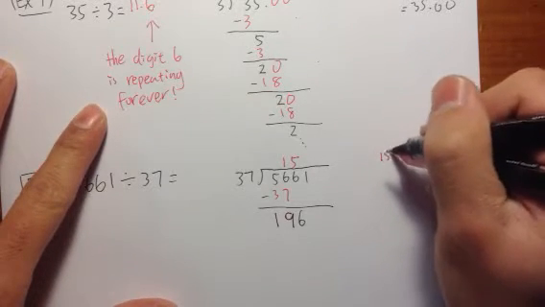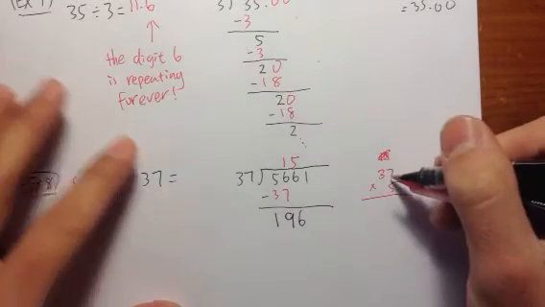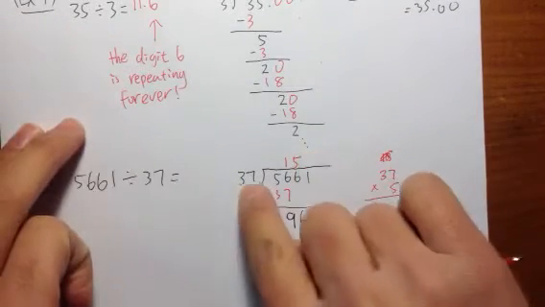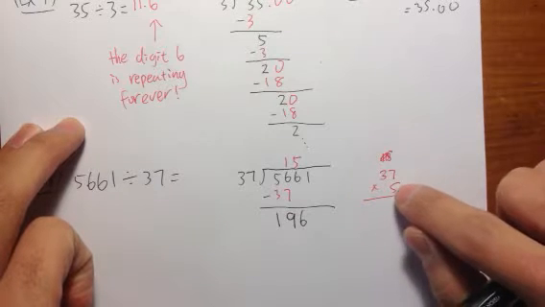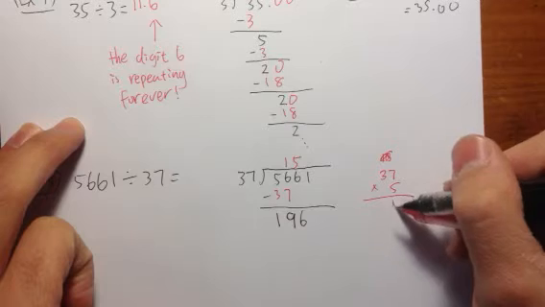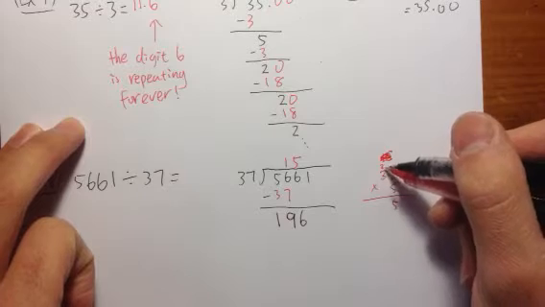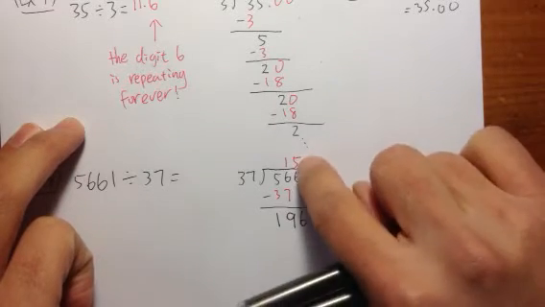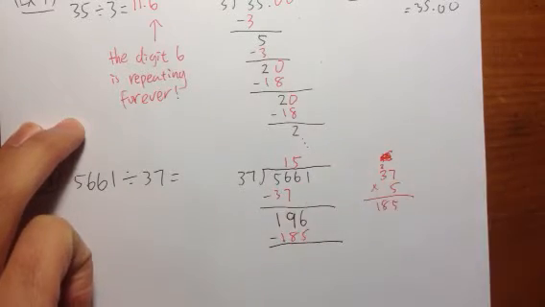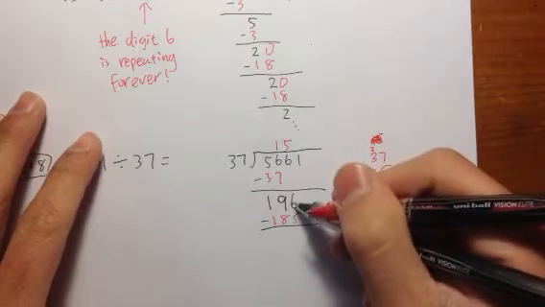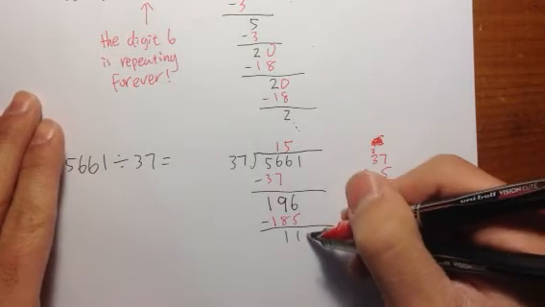5 times 37. And here I need to do some calculations. So I want to do 37 times 5. So put on 37 first, and then the 5. 5 times 7, you get 35. So put the 3 right here. And then 5 times 3, you get 15. Plus the 3, you get 18. So 5 times 37, you get 185. And then we are going to subtract. 196 minus 185, you get 11. And then you can bring down the 1 right here.